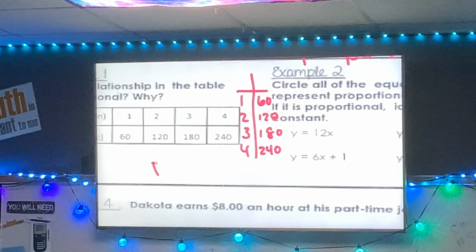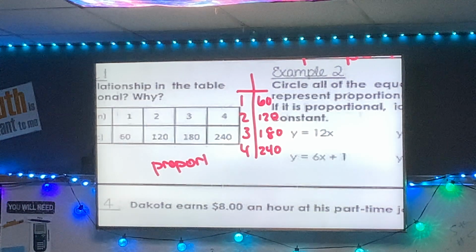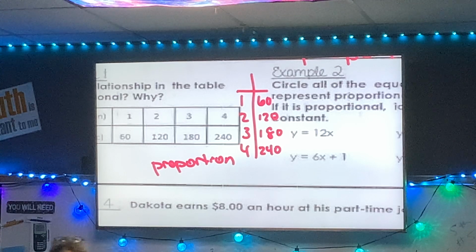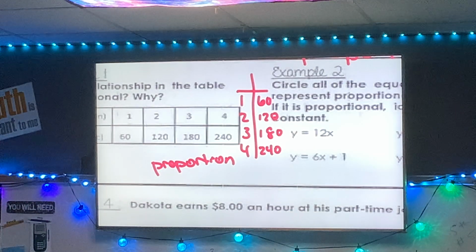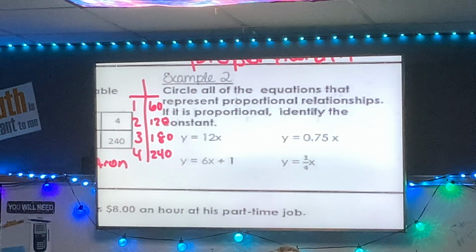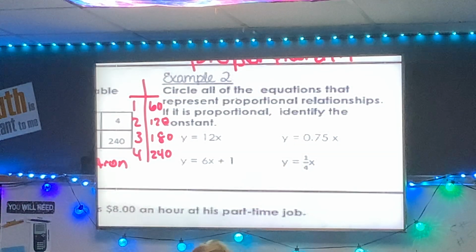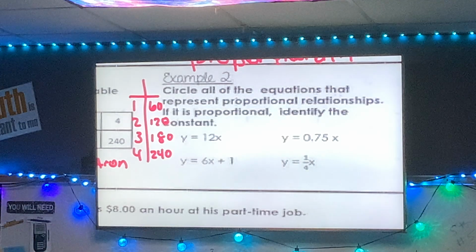All right. Proportional. So they could give it to you as a table. They could give it to you as an equation. They can give it to you as a graph. Or they can give it to you as a word problem. Okay? So let's look at these equations. We're going to circle them if they're proportional.